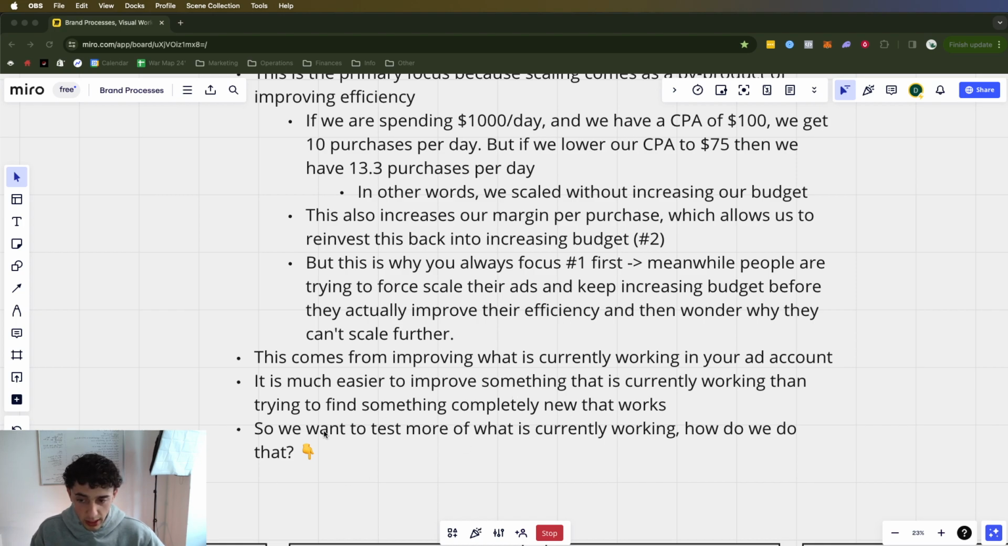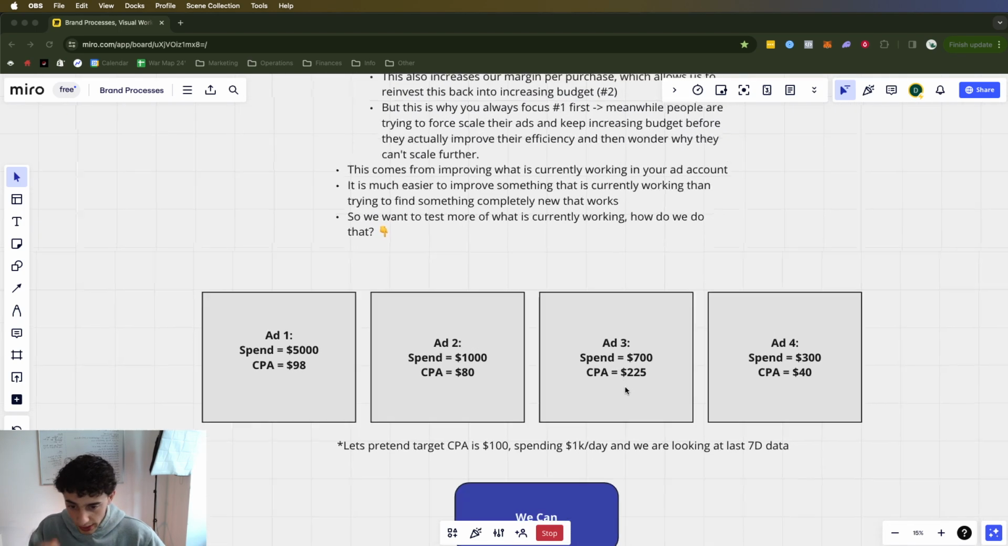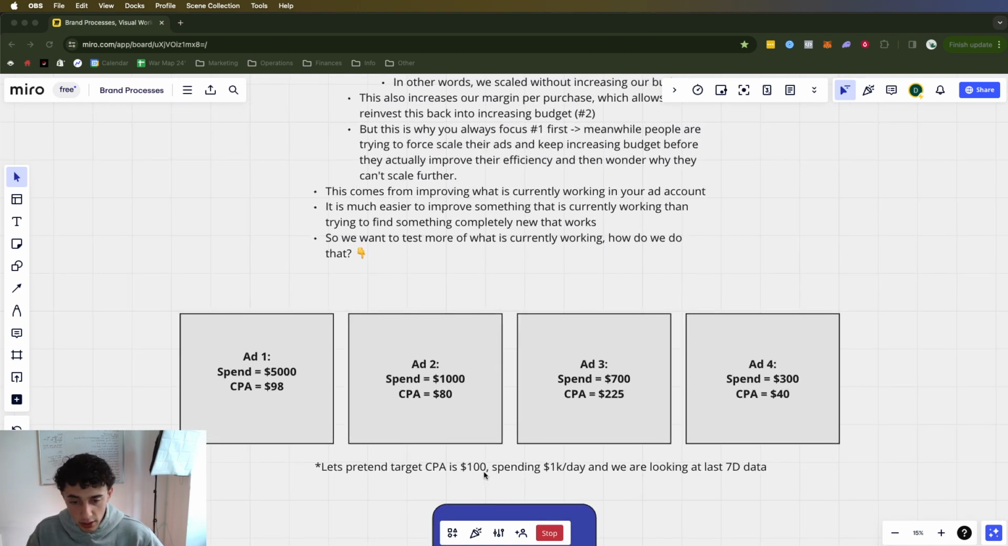And this is always step one. Now we'll get into step two after that. But so we want to test more of what is currently working, and how do we do that? Well, here we have an example. So let's pretend our target CPA is $100 and we're spending $1,000 per day, and we're looking at last 7 days data.